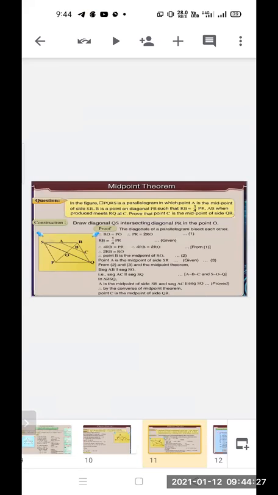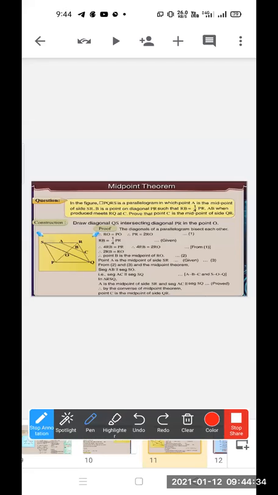So we have to prove that point C is the midpoint of side QR. Let us see what is given. Quadrilateral PQRS is a parallelogram, and point A is the midpoint of SR. Also, B is a point on diagonal PR such that RB is 1/4 of PR, and AB when produced meets RQ at point C. We have to prove that point C is the midpoint of side RQ.